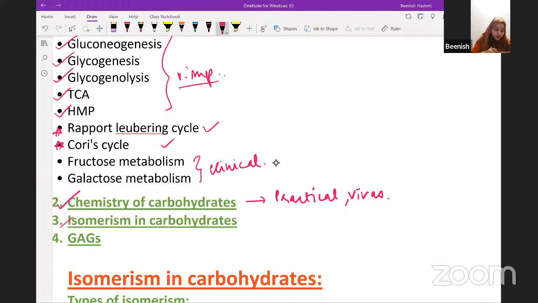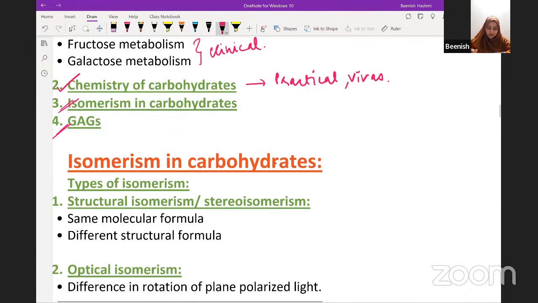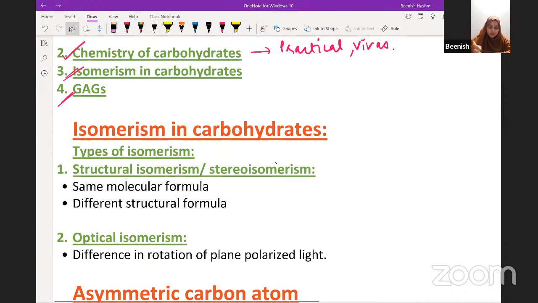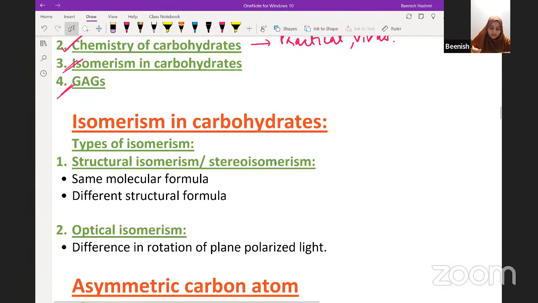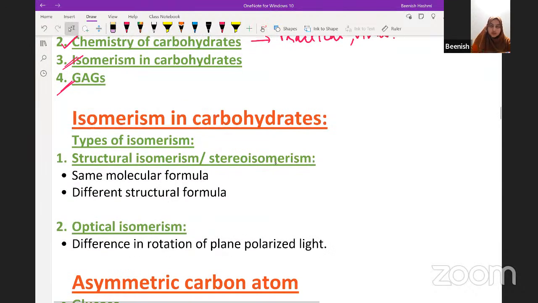Okay, and today we'll be talking about isomerism and GAGs. So without wasting much time, let's start. Is my screen visible?